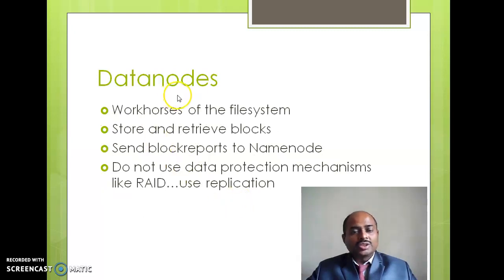Then the data nodes. They are very important compared to the name nodes. The data nodes only contain the original data; they are the workhorse of the file system. They store and retrieve blocks and send block reports to the name node. They do not use data protection mechanisms like RAID, but use replication. So the original data is stored in the data nodes, and whenever we need it, we can easily retrieve it with the help of the name nodes.